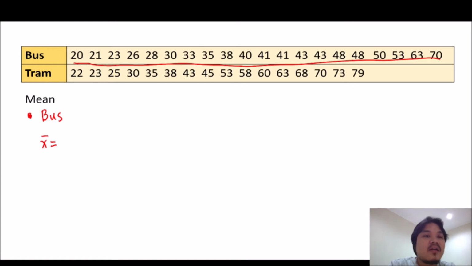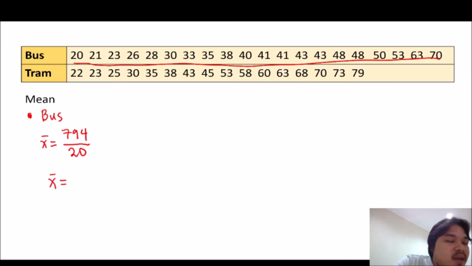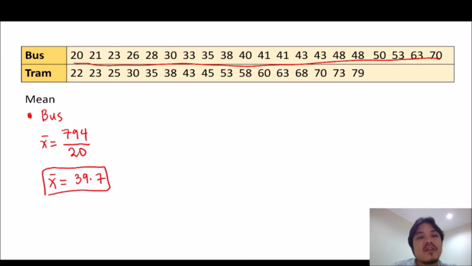Adding all of these scores will give you 794, divided by the number of scores, which is 20. So 794 divided by 20 is 39.7. So the mean for the bus data is 39.7. Let's have the mean for the tram.